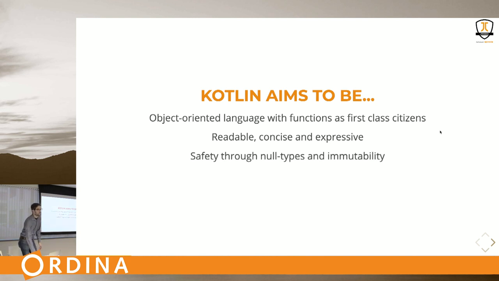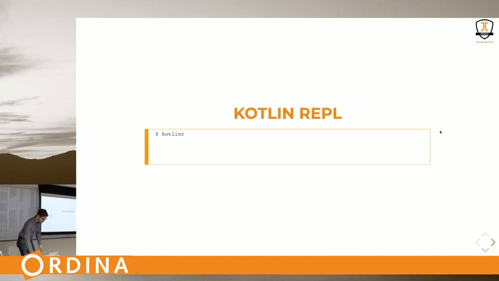It's also a very safe language, because null pointers are a thing of the past in Kotlin, because it has very strict null types, safety through null types and immutability. And there's a strong focus, like I mentioned before, on interoperability with Java. So everything you wrote before in Java can be used in Kotlin, and everything you write in Kotlin can be called from Java in the same project.